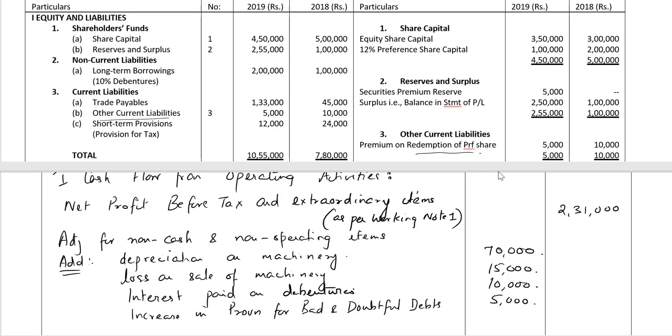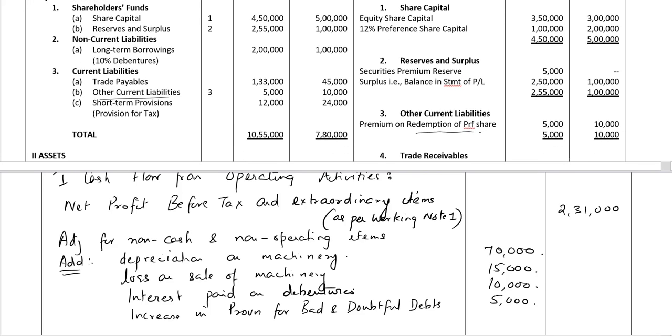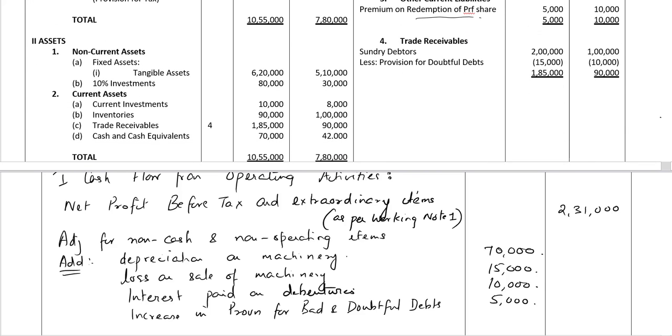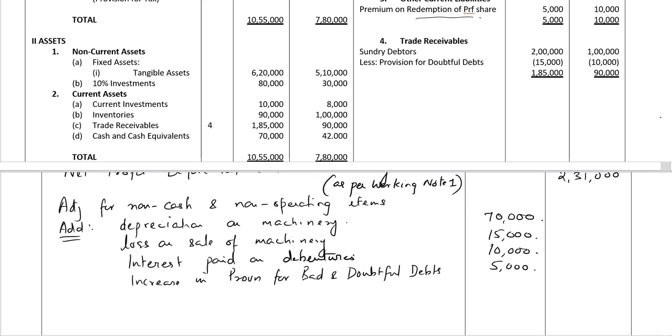We'll check the balance sheet whether there is any item. The trade payables will appear in working capital changes. We need to ignore other current liabilities as a premium on redemption of preference shares which has been paid off. There are no intangible assets, so no amortization. So the items to be added are done. The total items to be added is 1 lakh rupees, and on adding we get 3,31,000 rupees.